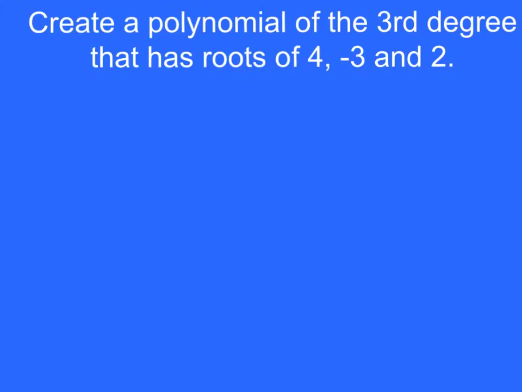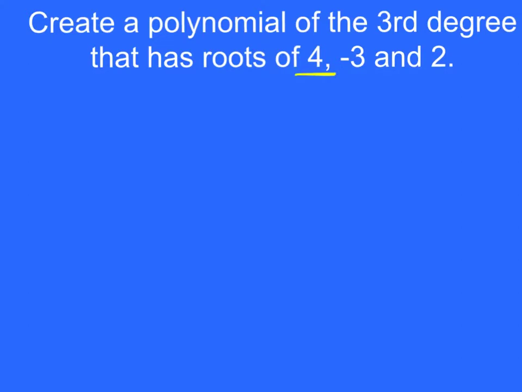So here's example 3. Create a polynomial of the third degree that has roots of 4, negative 3, and 2. So now we're going in reverse. Before, you were given a polynomial and you had to solve for the answers. Now, you get the answers, you have to create the polynomial. Here's how you do this.